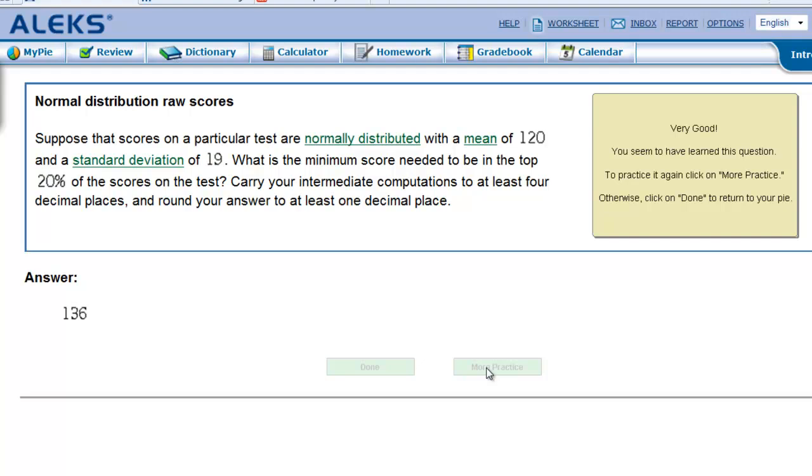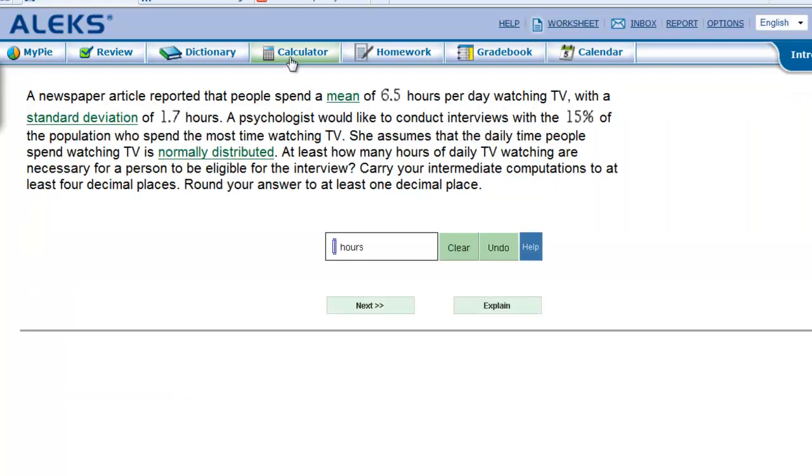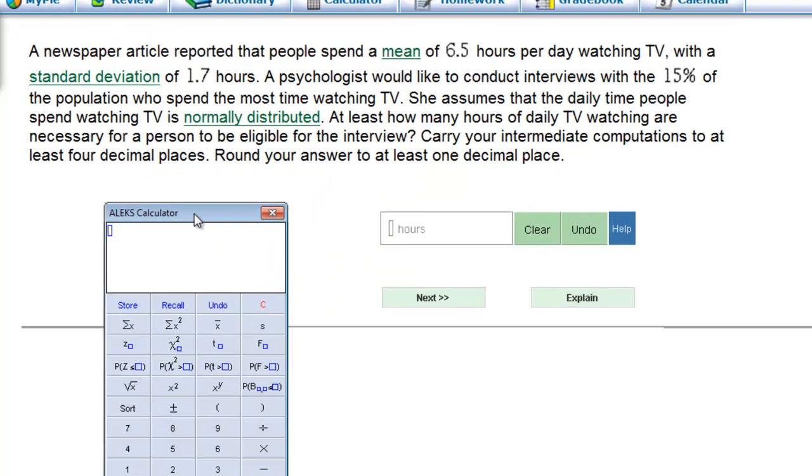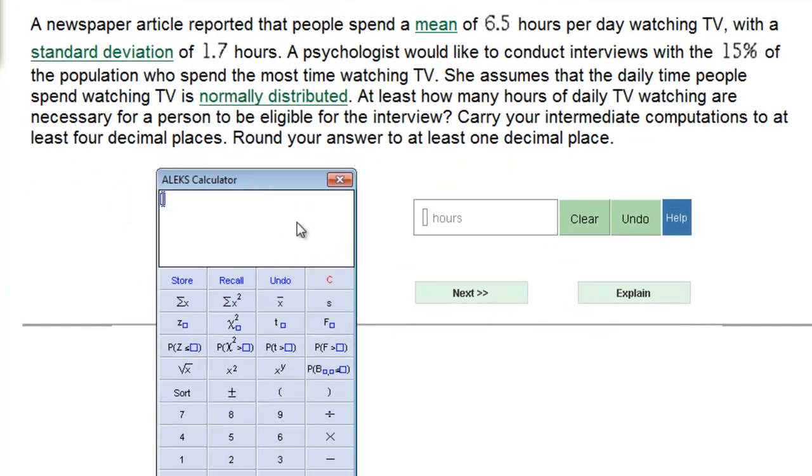I'm going to hit more practice, not that I need it, and here's another one. So once again, I get my calculator. I'm going to put it over here this time, so you'll be able to see the question a little better. The formula is that x is equal to mu plus sigma times z. So mu is 6.5 in this problem. Sigma is 1.7, and I'm going to multiply that by z, but is z the top 15 or the bottom 15?